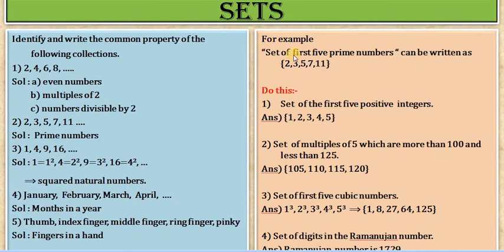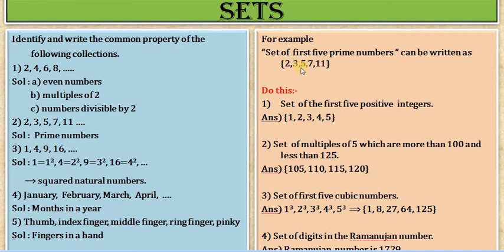Now for example, set of first 5 prime numbers. So this is a statement. So 5 prime numbers. Now how do you write this? Or what is the set? Now prime numbers means 2, 3, 5, 7, 11, etc. Isn't it? Now how many prime numbers? 5 prime numbers. So 2, 3, 5, 7, 11. So this is a set.